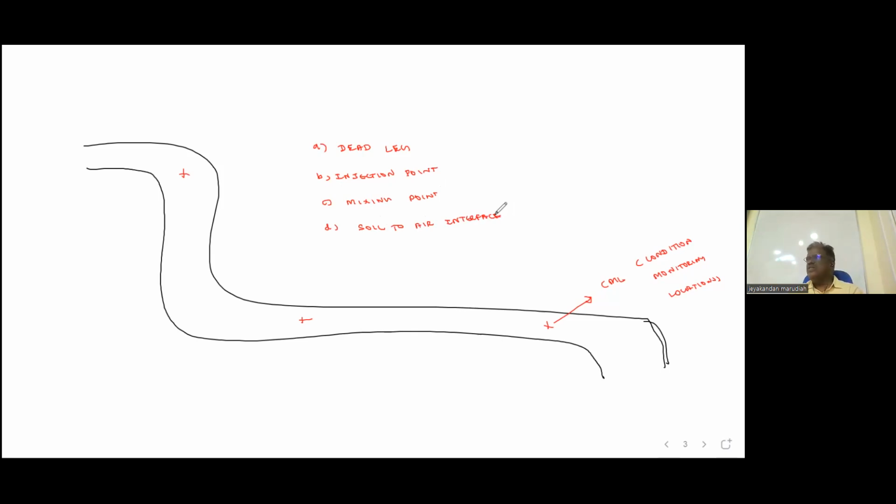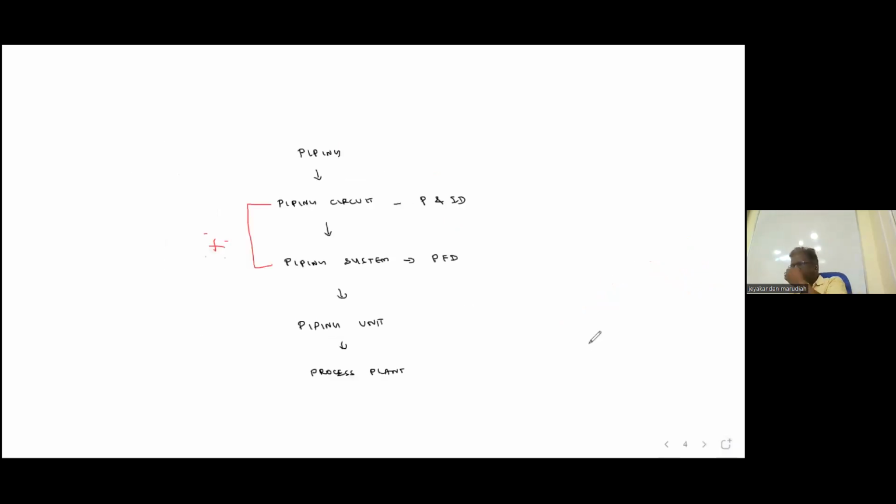Tomorrow morning, and in the afternoon we'll have a B31 review. If you want, just copy this one. This is the organization, how it works. Piping circuit.